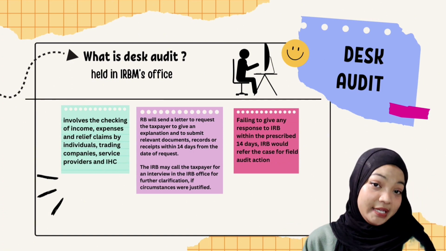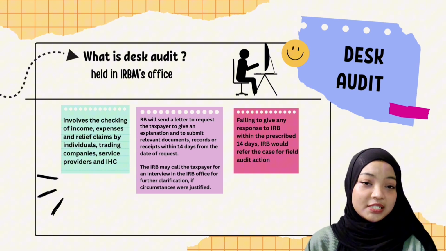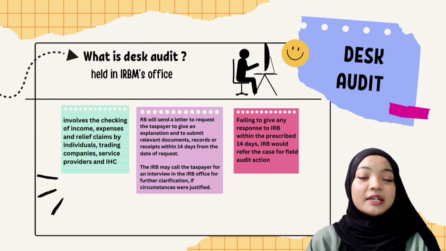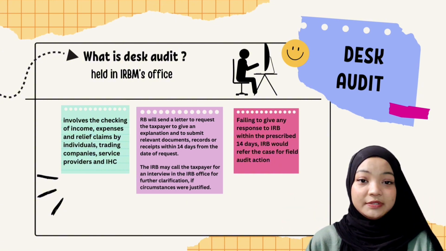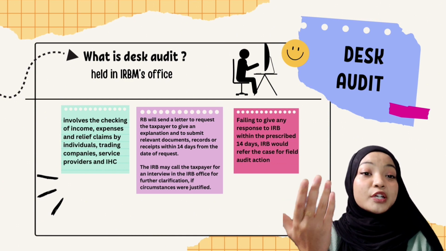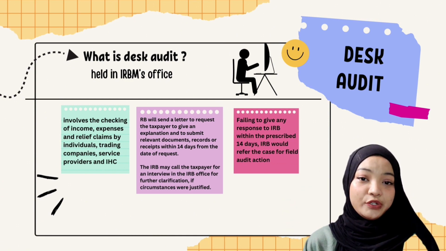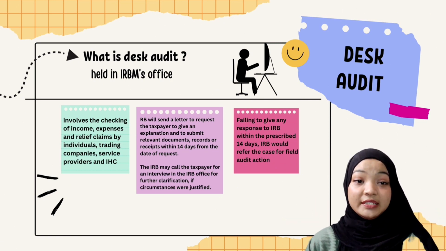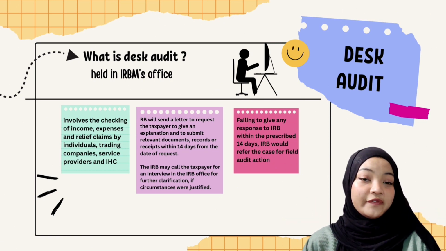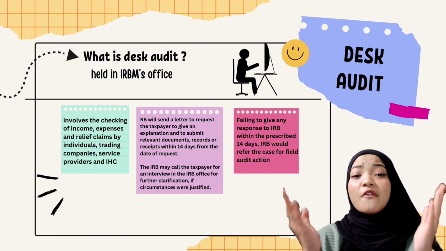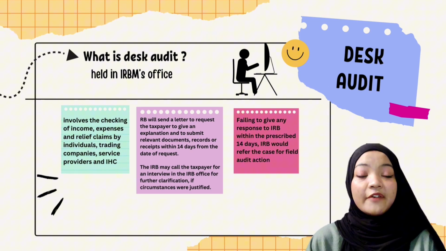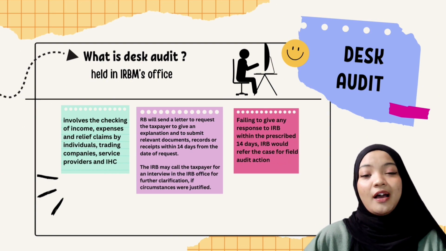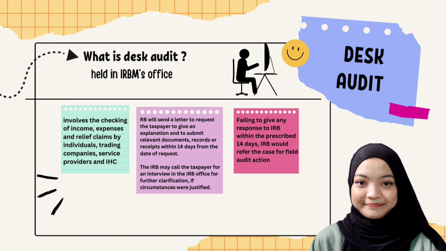In carrying out this tax audit, the IRB director has to request the taxpayers to give explanations and also the relevant documents within 14 days of the request. And if the taxpayer fails to do so, then you have to proceed to do the field audit.